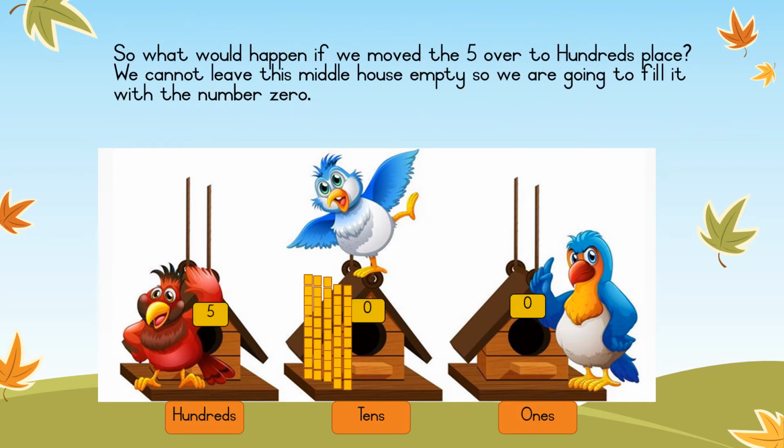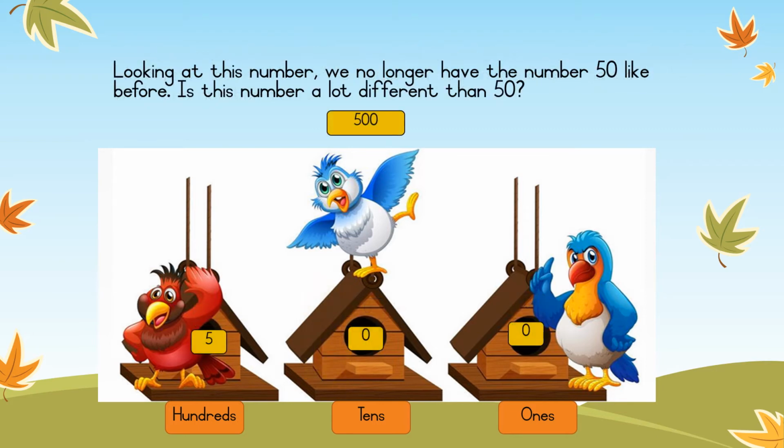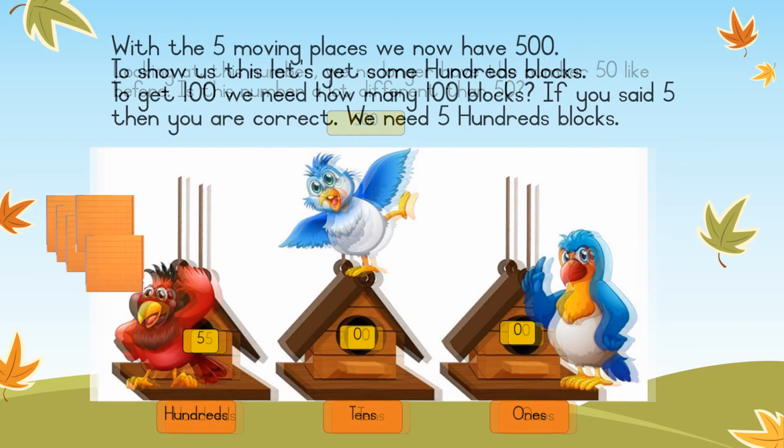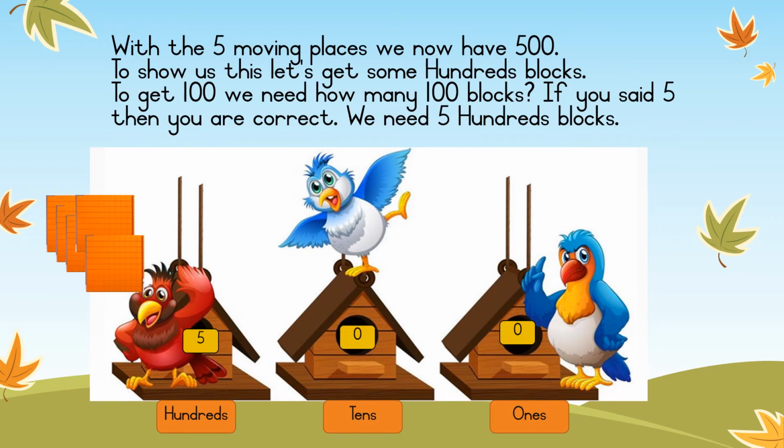So what would happen if we move the 5 over to the hundreds place? We cannot leave the middle house empty, so we're going to fill it with the number 0. Look at this number. We no longer have the number 50 like before. Is this number a lot different than 50? With the 5 moving places, we now have 500.